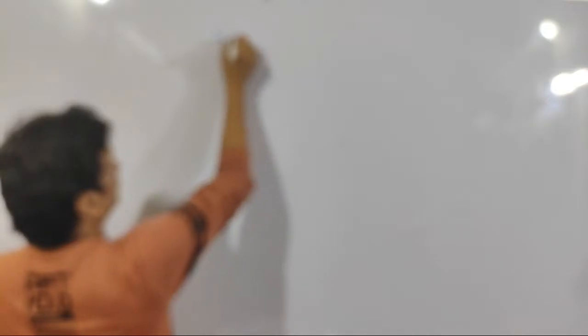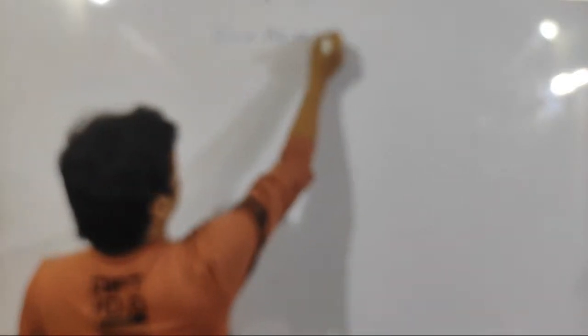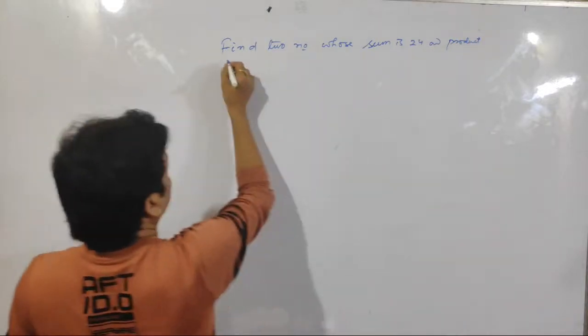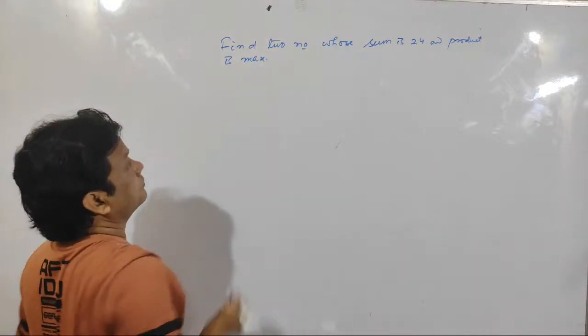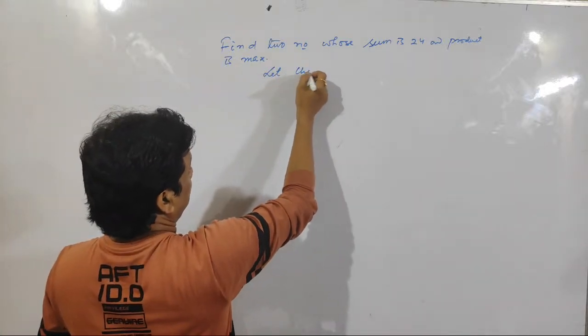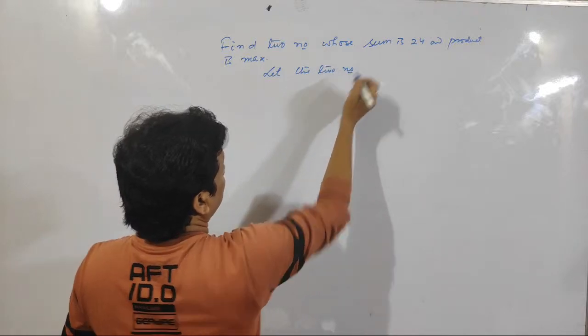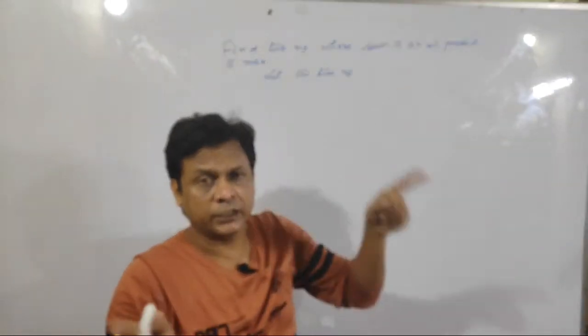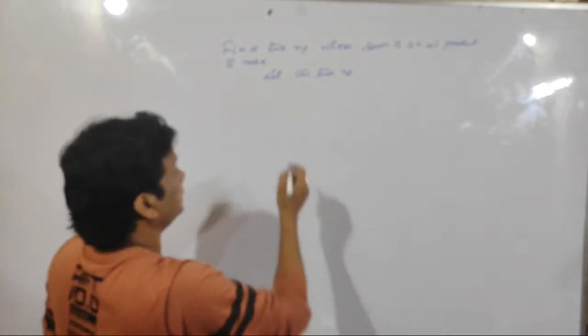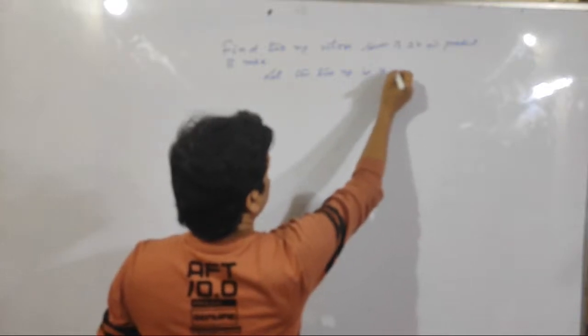Find 2 numbers whose sum is 24 and product is maximum. As large as possible, that means it is maximum. Clear? So let the 2 numbers be... It is given that the sum of 2 numbers is 24 and you have to find out 2 numbers whose sum is 24 and the product is maximum. See here, let the 2 numbers be x and y.